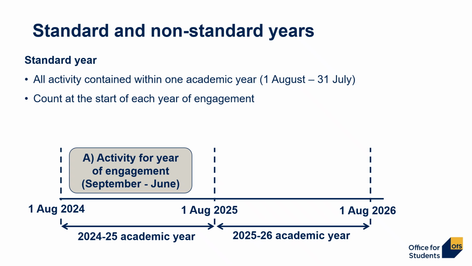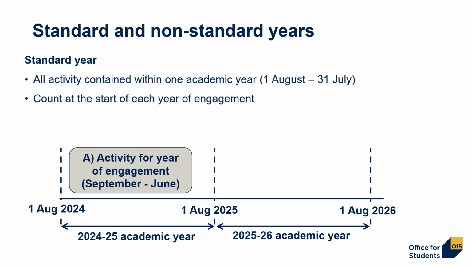Now, there's a danger that you need to be aware of. In order to recognise this, we need to lay out some ideas about the concept of standard and non-standard years of engagement. You won't find this terminology in the HESA workbook, but it's a useful way to think about years of engagement to ensure that we are returning them correctly. For HESA, a standard year is one where all of the activity of a year of engagement is contained within a single academic year, by which we mean the period between the 1st of August and the following 31st of July. On the screen is an example of this.